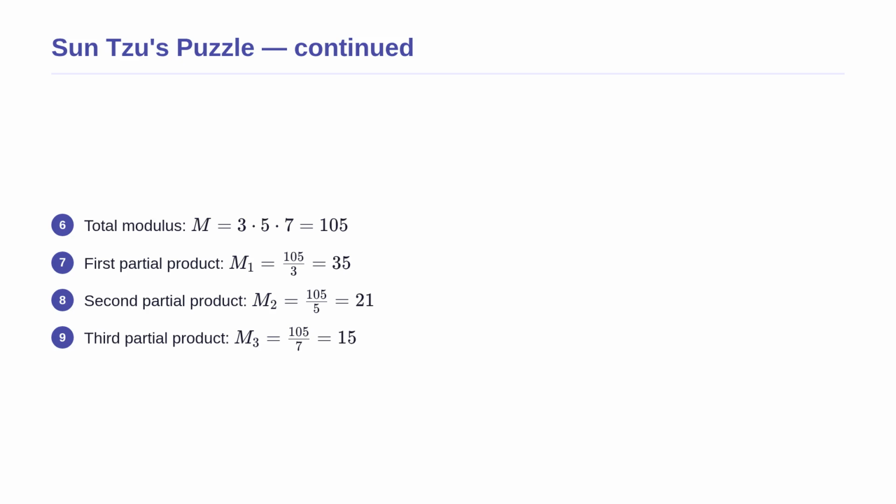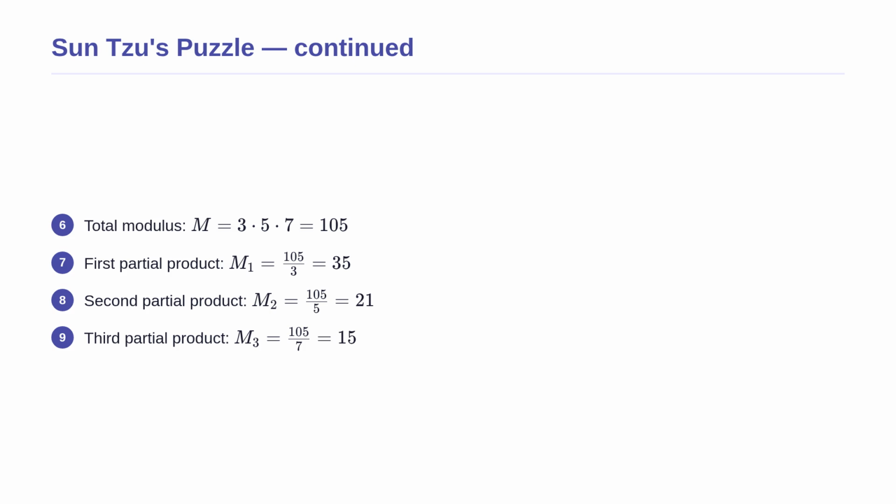Continuing with our solution, our next step is to find the total modulus and the partial products. We find the grand total modulus, capital M, by multiplying our three divisors together. 3 times 5 times 7 gives us 105. This means our final unique answer will be a number between 0 and 104.